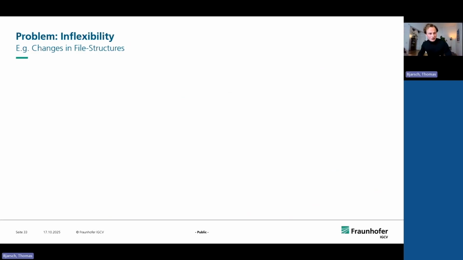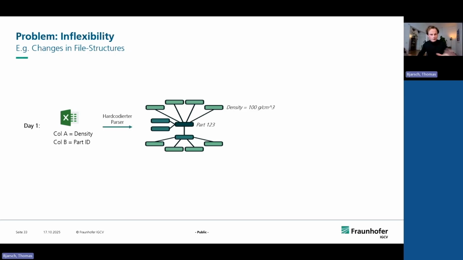One problem is inflexibility. Let's assume on day one we had a spreadsheet with 2 columns, density and the part ID. The parser reads it in, outputs a JSON. Cool. Next day, the column names changed.